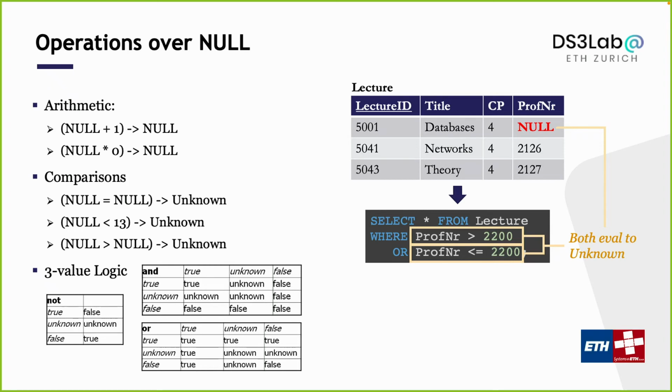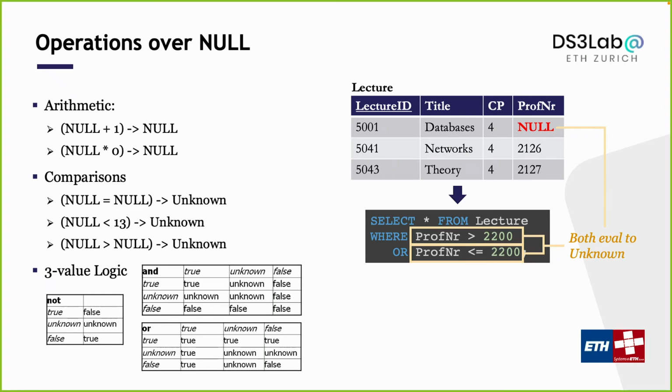The first condition is going to give you unknown, right? Because you are comparing null with 2,200. I don't know which one is bigger. The second one is going to give you unknown, because I don't know whether it's smaller or equal to. You put the two unknowns together with an or. You look at the truth table, you get unknown, right? Unknown or unknown, I don't know. I have no idea what that is, right? So it could be true, it could be false, it could be unknown.